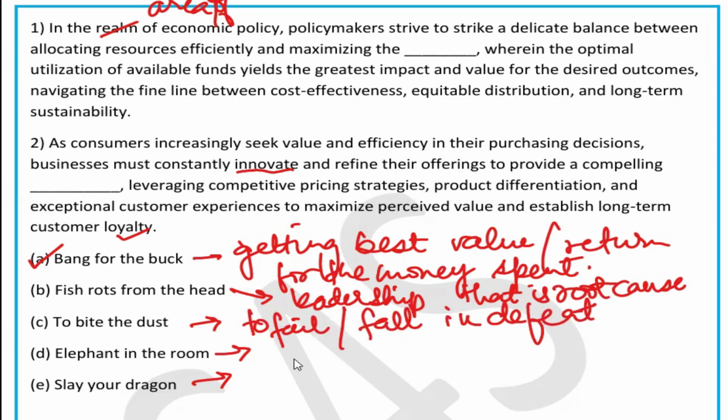So next is elephant in the room. Elephant in the room is an issue or problem which is being ignored.